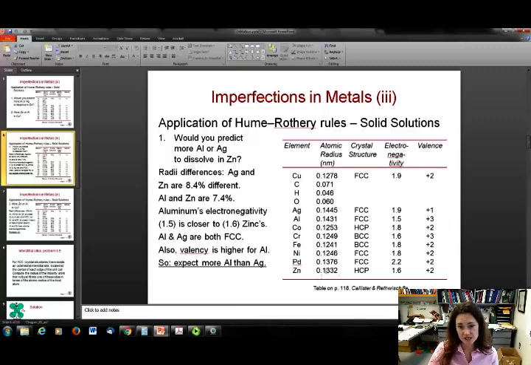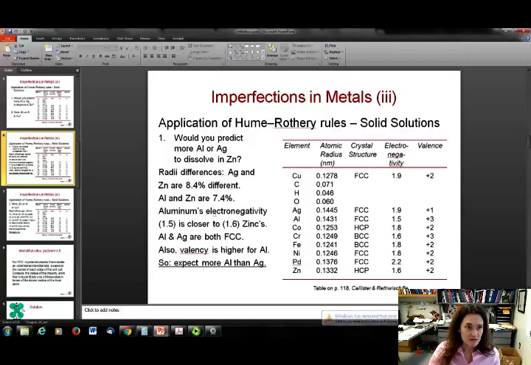So the radius of zinc is lower than both of these two. If you calculate the percent difference that the silver and the aluminum make with the zinc respectively, you get an 8.4% difference and a 7.4% difference. Now both of those are less than the threshold value that was given of 15%, and they're actually not all that different. So this probably isn't going to be the deciding factor, the radius here, because the radius of silver and aluminum is pretty similar.